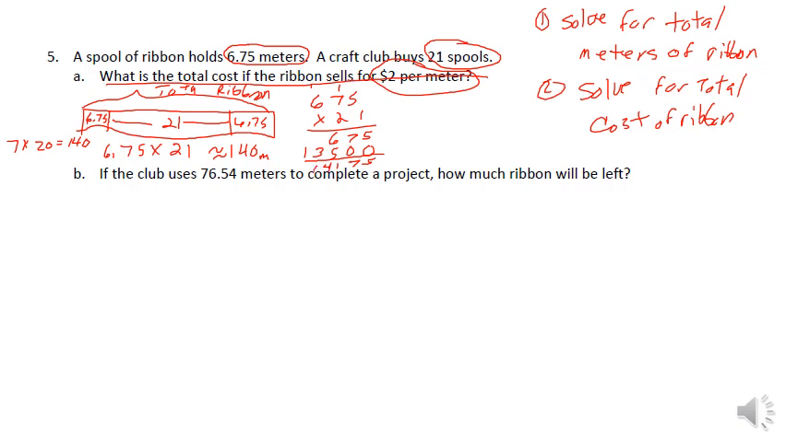Now, we know it's supposed to be close to 140, so I know my decimal has to go right here. So we know the total length here now is 141.75 meters. Now they say it's $2 per meter. I'm going to use some of this room down here because I'm running out. So if it's $2 per meter, now I'm going to go ahead and put $2 here.